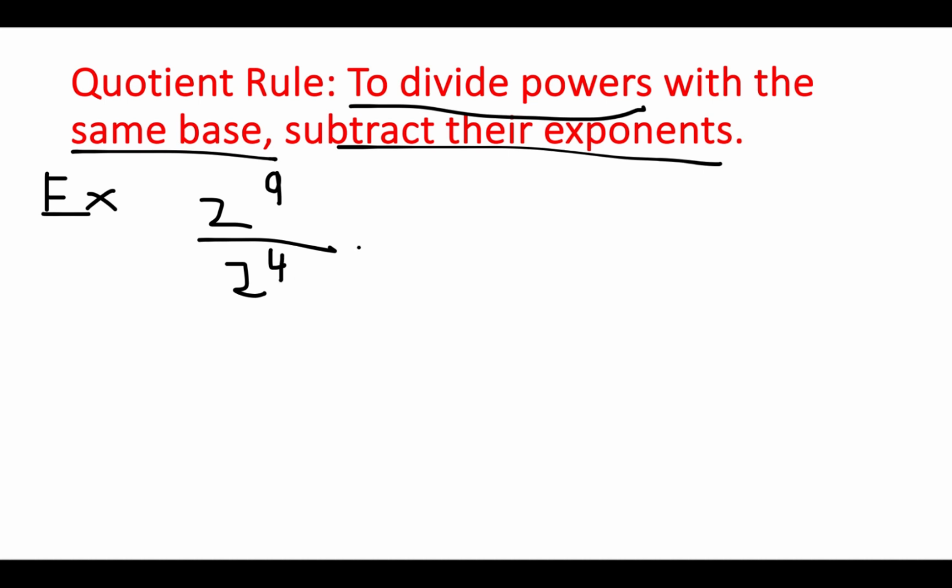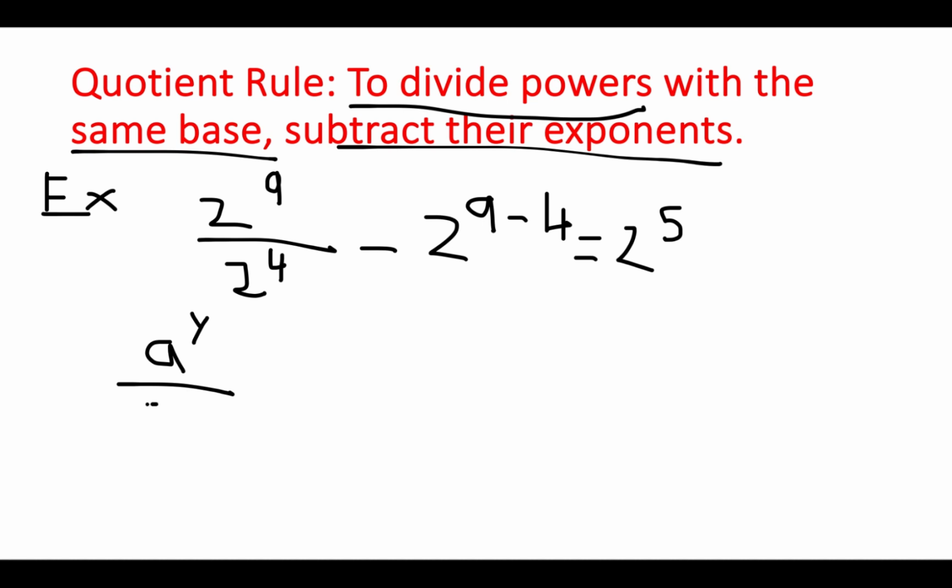So what would we do here? I would put a minus sign, and the 2 is going to stay the same. Just like the product rule you would add the exponents, but now in the quotient rule, you are dividing powers with the same base, so you're subtracting the exponents. Here you would subtract 9 minus 4, which is going to be 5. So the 2 will be the same, and 9 minus 4 is 5. And that's your answer.